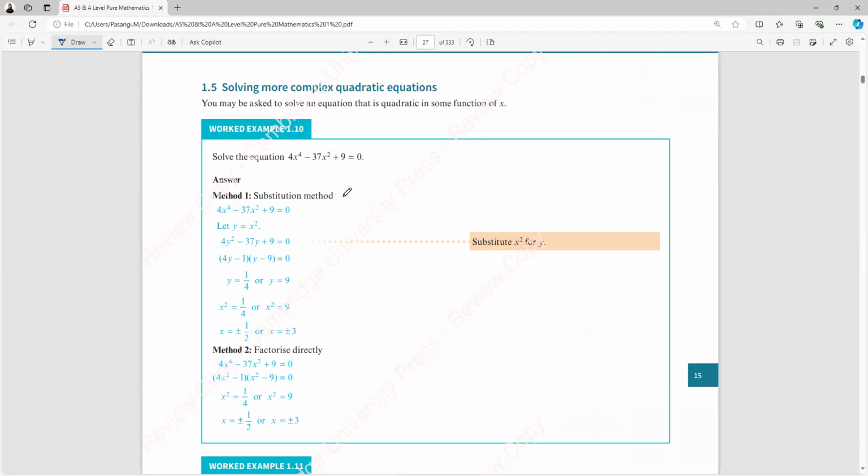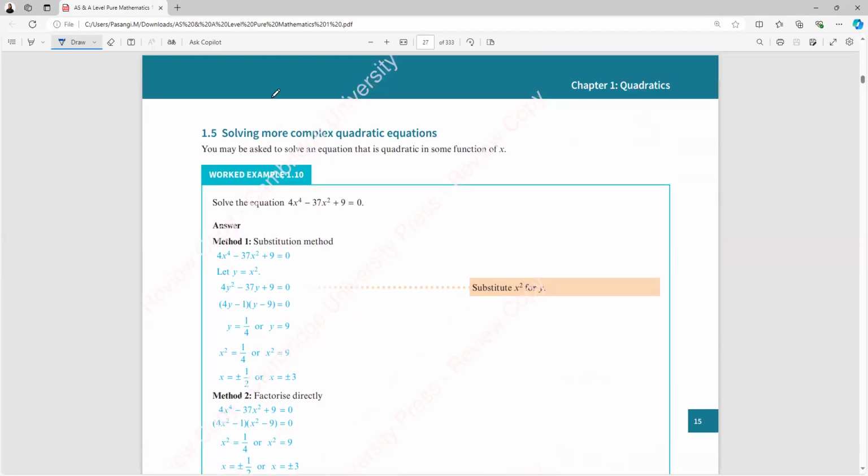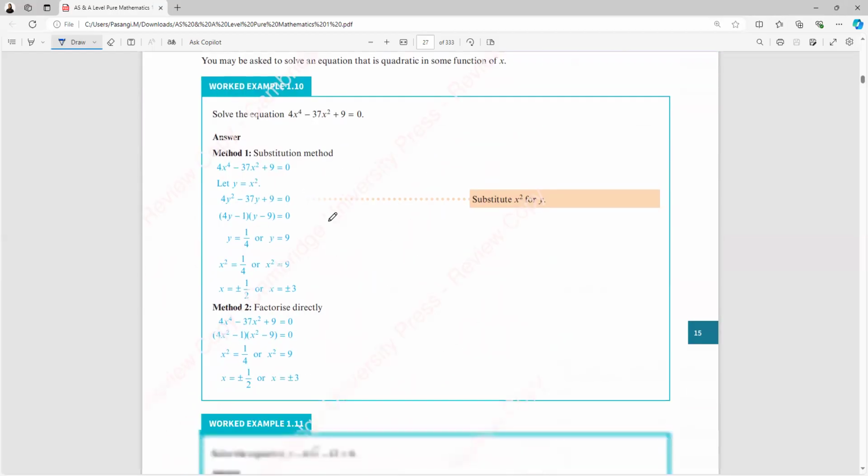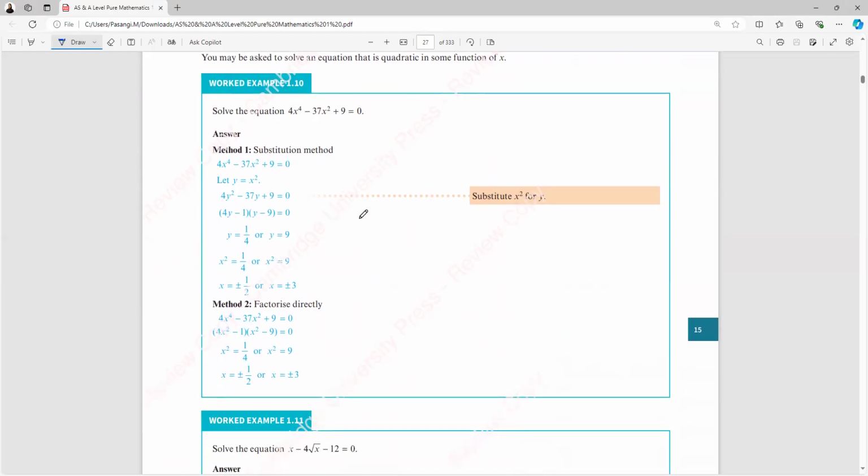Okay, that is done. Now 1.5, here again the same thing, solving more complex quadratic equations. By looking at this, can you tell me what steps they have taken? There are no new theories here, just the worked examples.